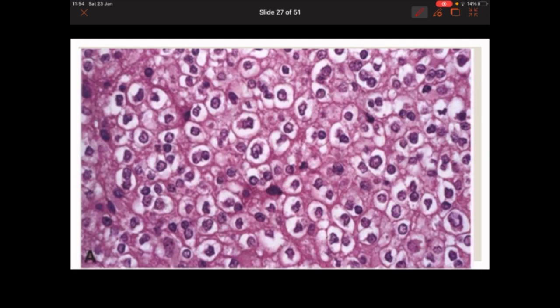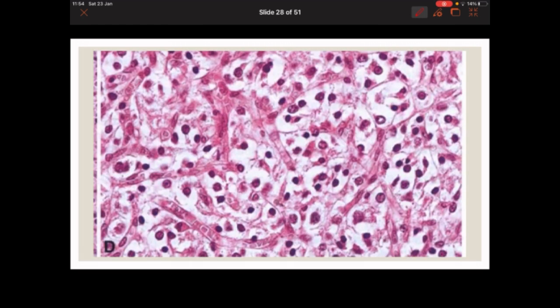This is another closer view of oligodendroglioma. Very apparent fried egg appearance, perinuclear halo due to clear empty cytoplasm, and the cytoplasmic membrane is well defined. You can see the cytoplasmic membrane. They are sharply outlined. And all the nuclei are round, monomorphic and uniform.